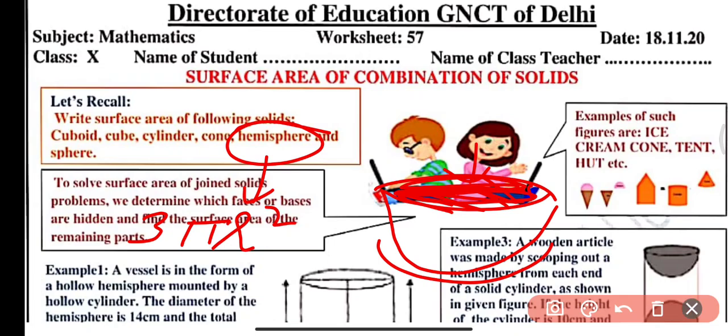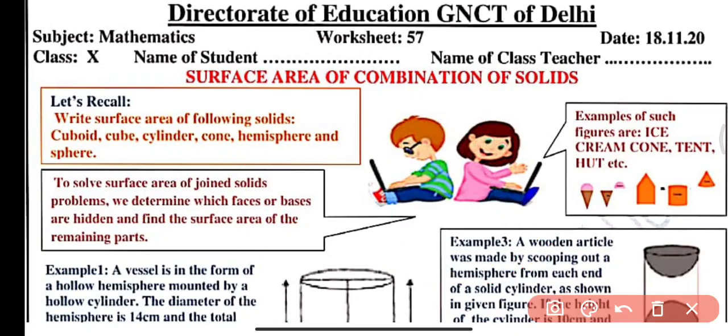Keep in mind. Now surface area of sphere, that is 4 pi r square. So this will be 4 pi r square square unit. This is the surface area of sphere.